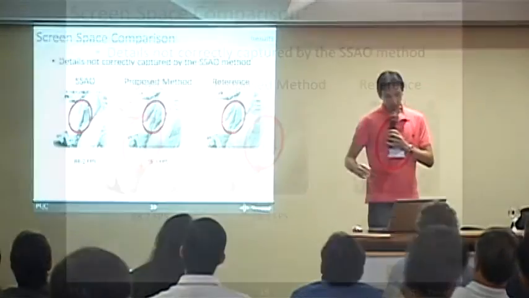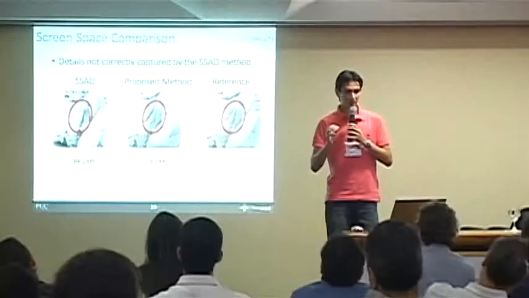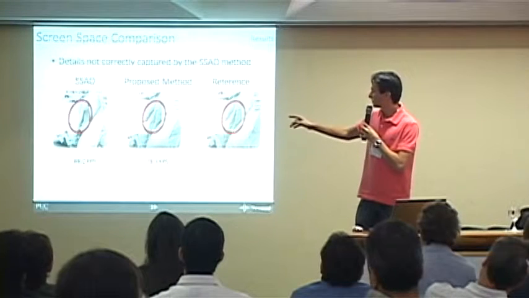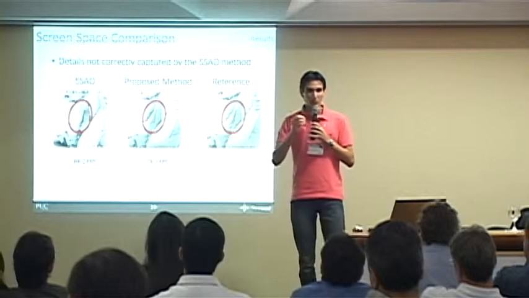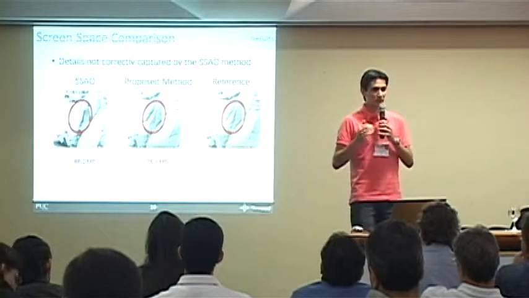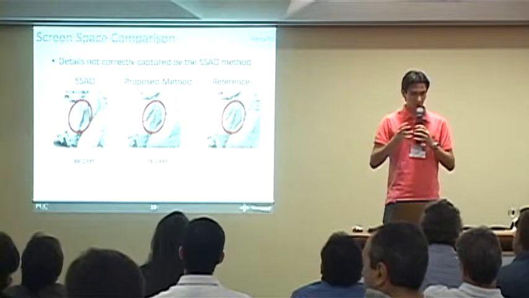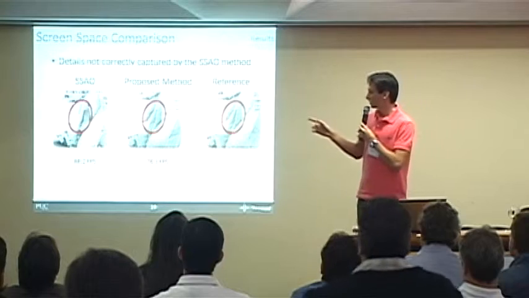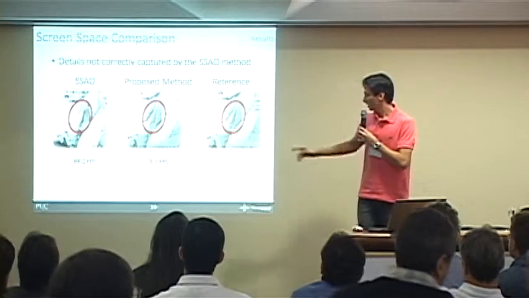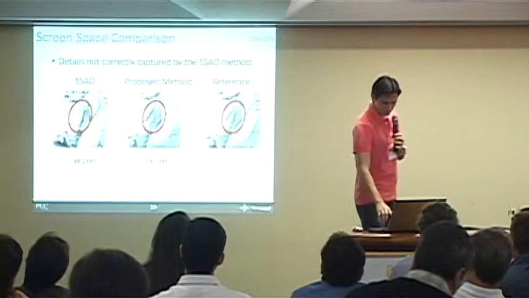However, you can see in these details that in that region, in the screen space, there are some errors. There should be occlusion in there. The occlusion is not correctly calculated because the occluder region is not visible to the viewer, so it does not correctly occlude that region. And our algorithm is very close to the reference.